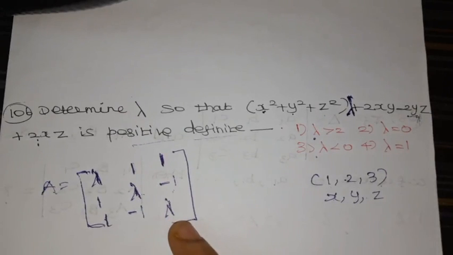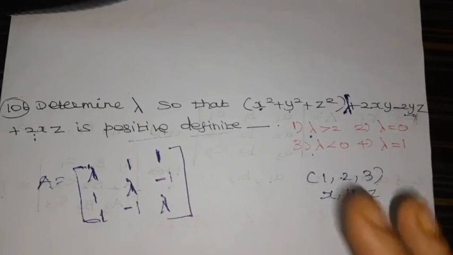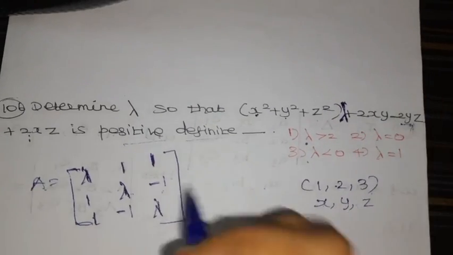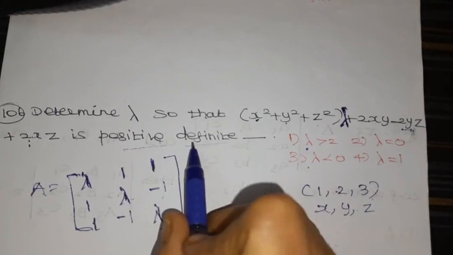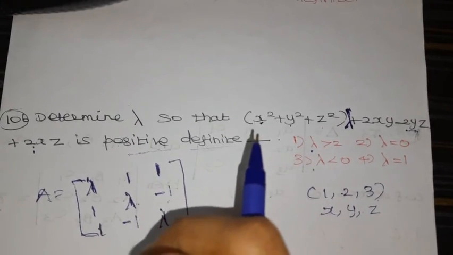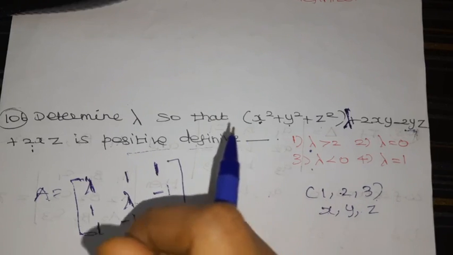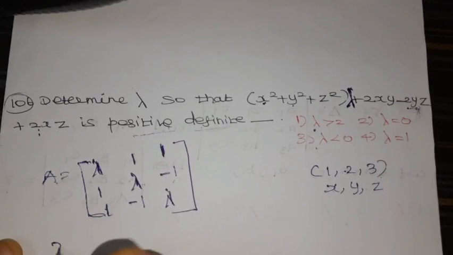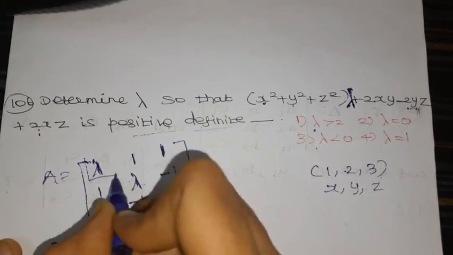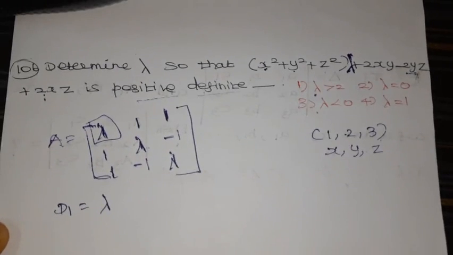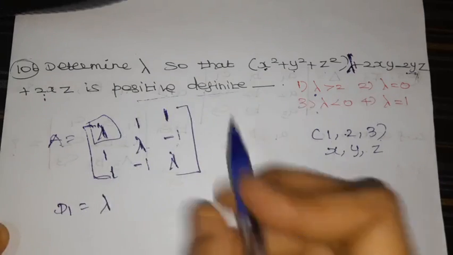We need not find the exact value. In the options, some conditions are given and also a clue is given: what is positive definite? From the conditions we can find the lambda value. We'll find d1, d2, d3. What is d1? It is the modulus of a11, which means lambda. That is positive definite.